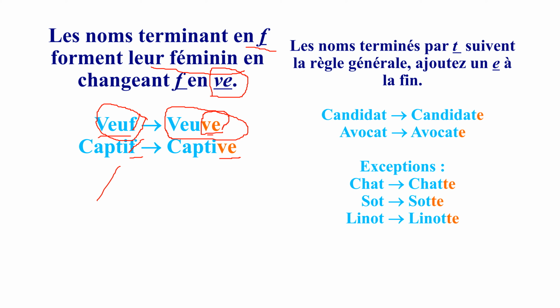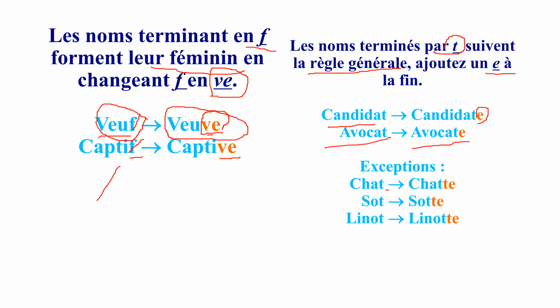Now, names ending in T follow a general rule, which is you add an E at the end. You remember that was the very first one we did. General rule: add an E to the word and you have your feminine version. Candidat, you add your E and what do you have? Candidate. Avocat, you have avocate. Okay?